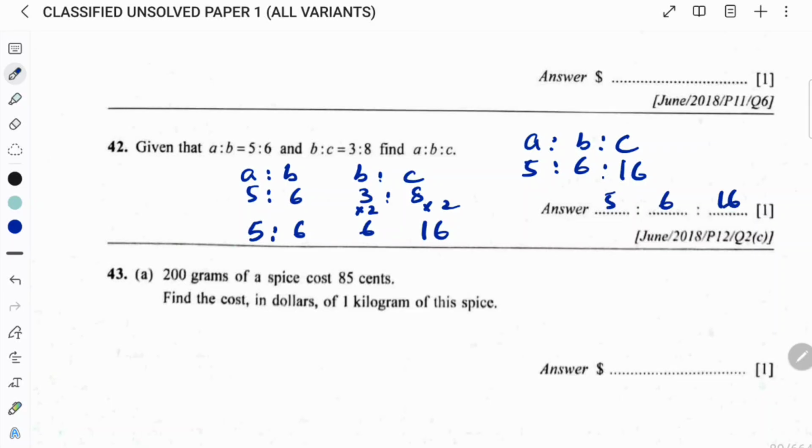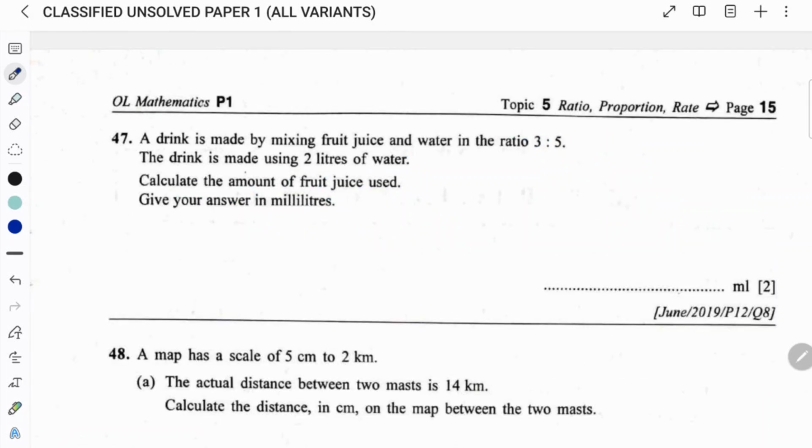We can simplify if all the numbers are coming in the same times table, otherwise we leave it as it is. 6 and 16 are in the times table of 2, but 5 is not, so we are leaving our answer here. Okay, now this is the last question for ratio I'm doing. Then I'll do a few questions on scales and maps. That will cover the topic almost.